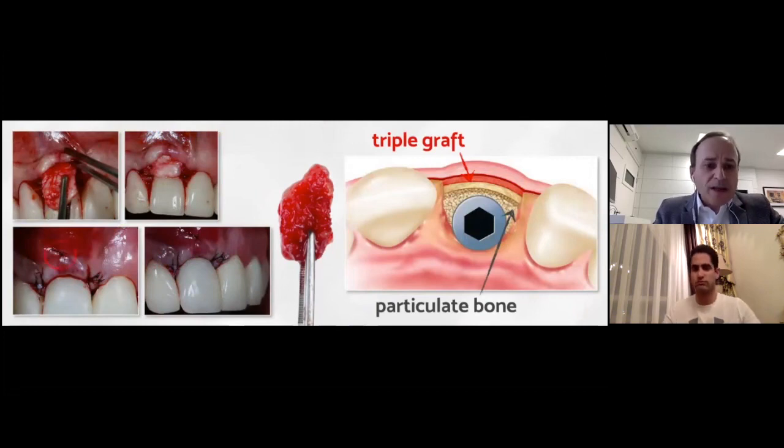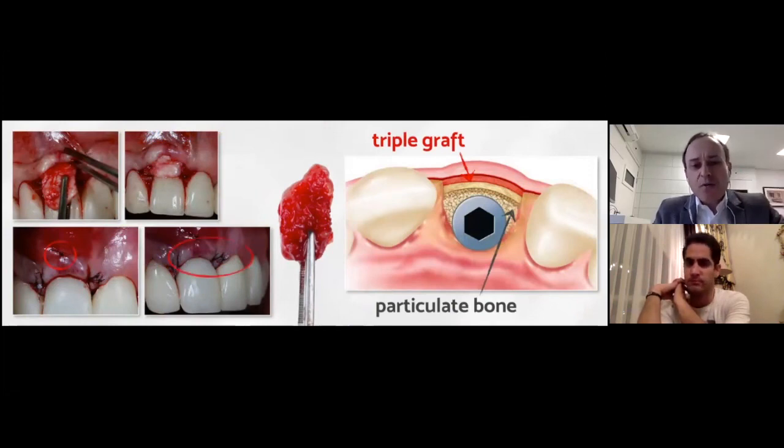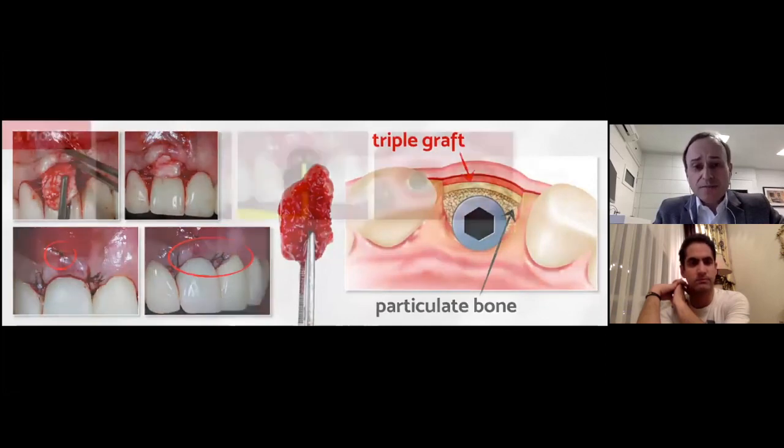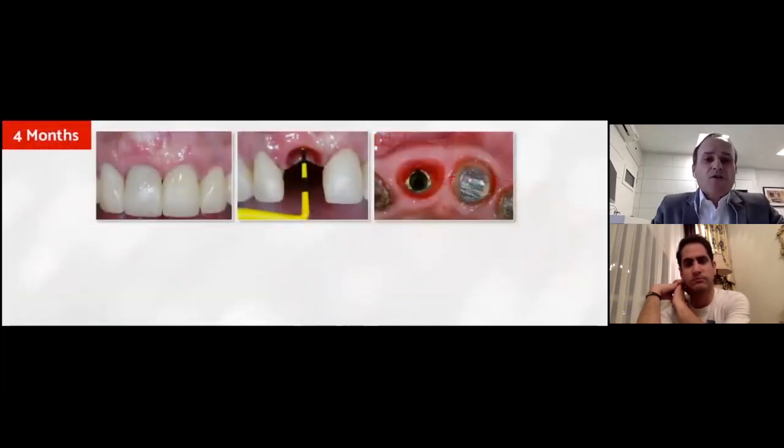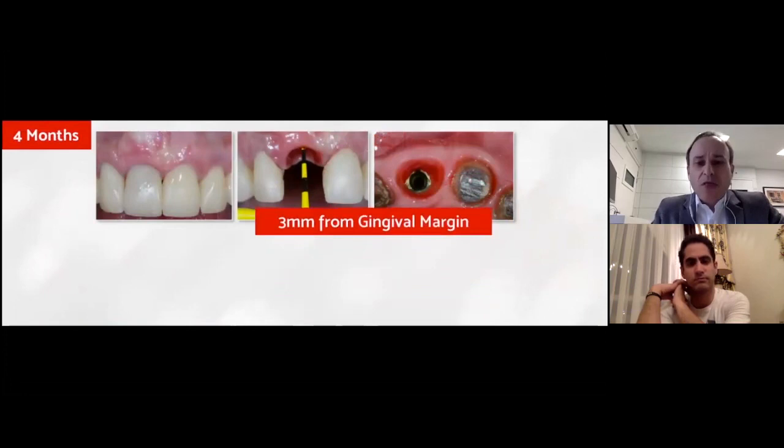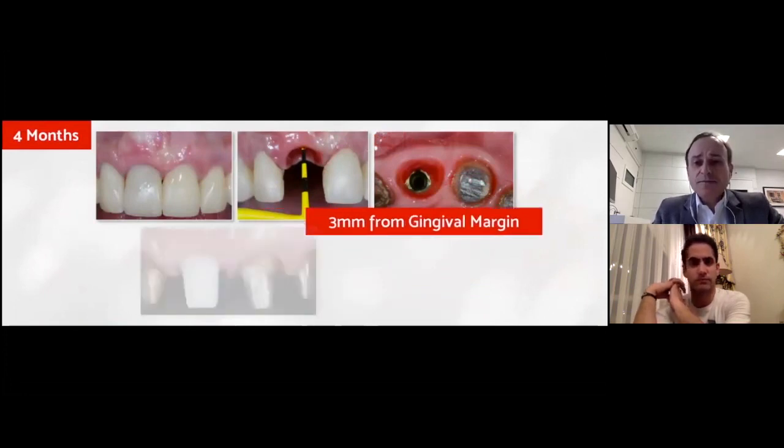And take a look, one stitch was enough to hold the graft in the right position, plus two more stitches in each papilla. And we level the gingival margin according to the gingival margin of the contralateral side. After 4 months, the biological width was retrieved. Now you can see the 3 millimeters from the gingival margin.